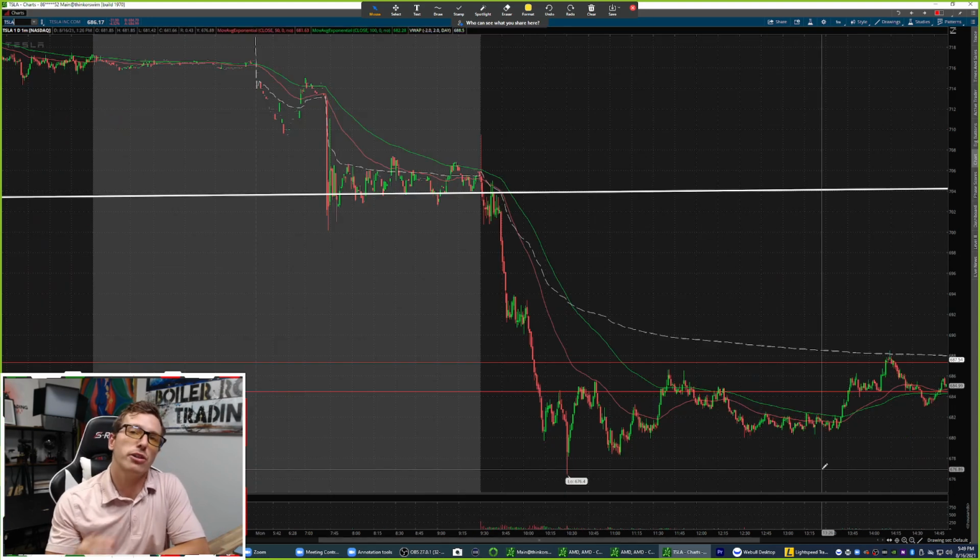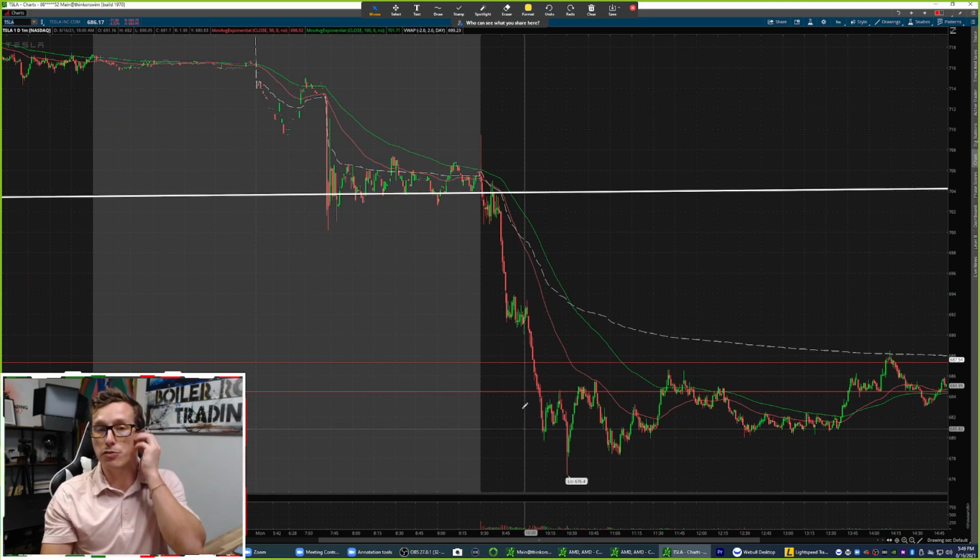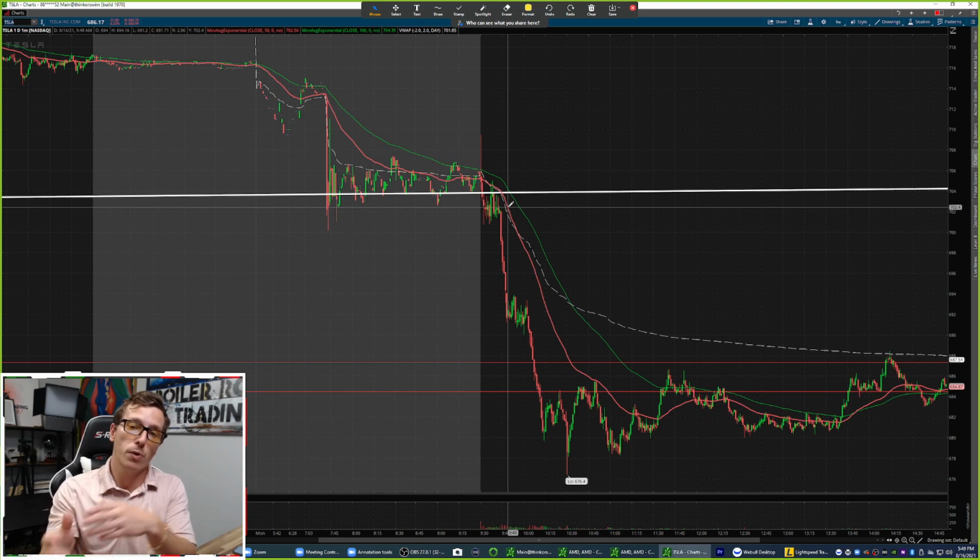So in a nutshell, a lot of the times we use the VWAP to help us understand direction for the day. Very similar to using the 50 and the 100 moving average. When the price action is below, a lot of times the stock is going to be in a downtrend until it gets back up and through those prices.